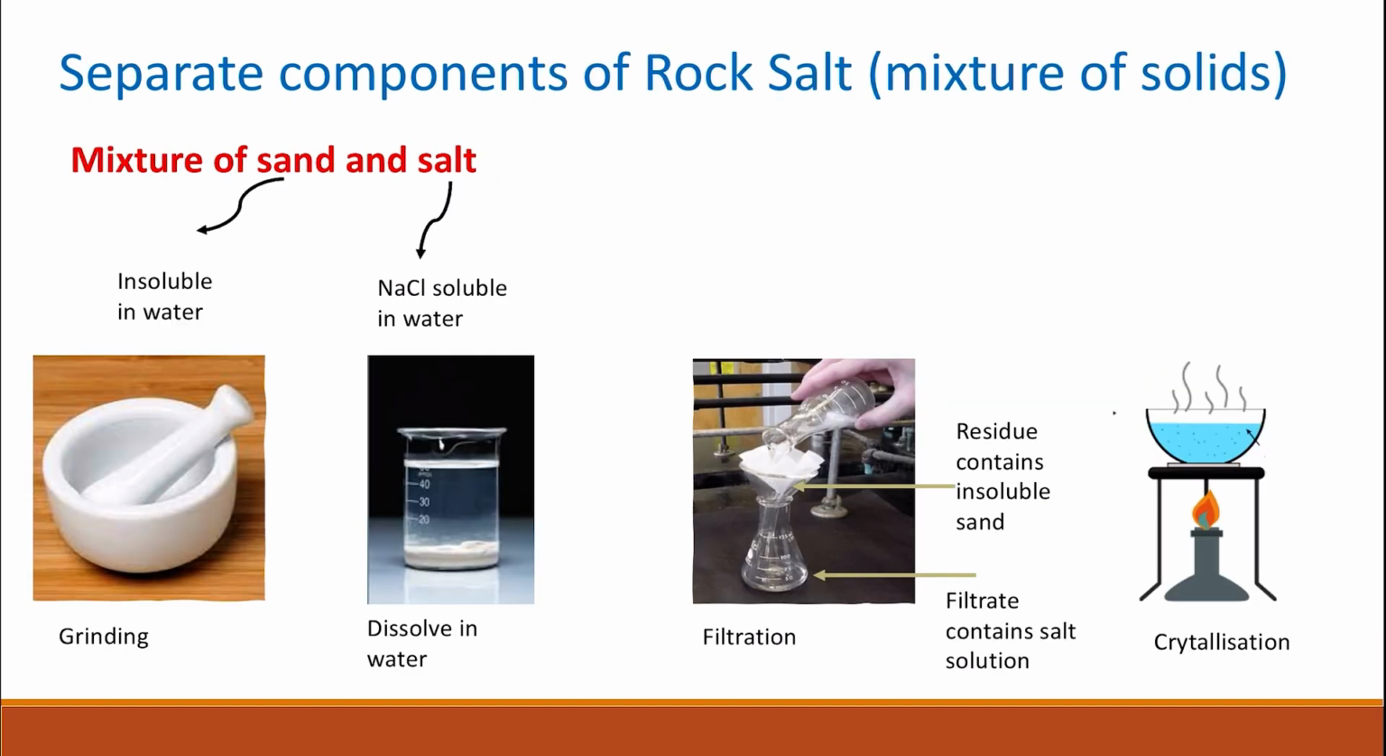If you have mixture of solids and you want to separate the solids from each other, there is no liquid here, then that will depend on the difference in the solubility of the different component. So if you have mixture of sand and salt, the sand is insoluble in water while the salt is soluble in water. So you can add water to both and heat it. Only the salt will dissolve, the sand will remain insoluble. So you can filter the insoluble sand and the filtrate will contain the salt solution. You can then separate the salt from the solution using crystallization.